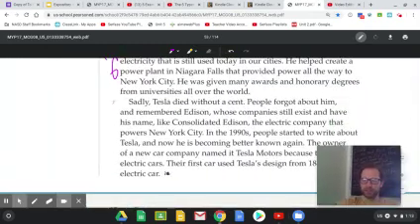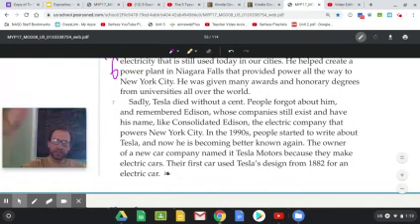Sadly, Tesla died without a cent. People forgot about him and remembered Edison, whose company still exists and has his name, like Consolidated Edison, the electric company that powers New York City. In the 1990s, people started to write about Tesla, and now he's becoming better known again. The owner of a new car company named it Tesla Motors because they make electric cars. Their first car used Tesla's design from 1882 for an electric car.